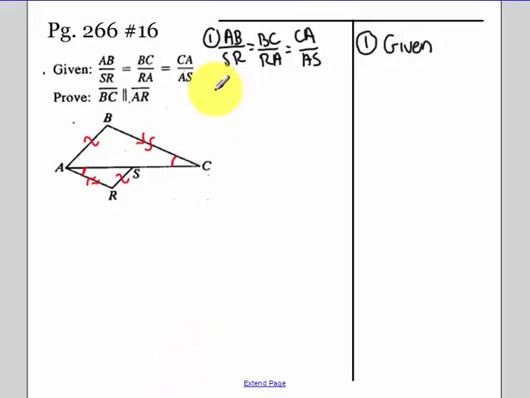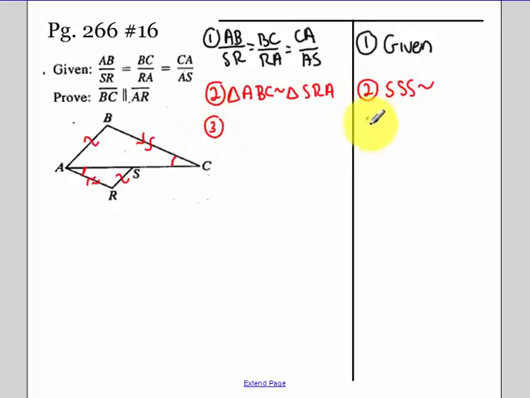Okay, so now that we have that given, if you think about it, all of these sides in the big triangle are proportional to all the sides in the other triangle, so our triangles are going to be similar. So triangle ABC is similar to triangle SRA by our side similarity theorem. Now, number 3.